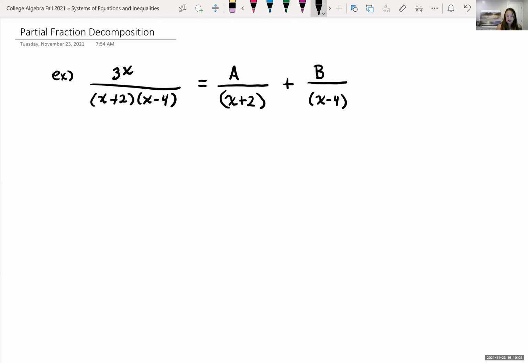Once we've rewritten it like this, we want to clear the fractions. We're going to clear the fractions each time by multiplying through by the denominator that we started with, (x + 2)(x - 4), and that will clear our fractions. Our LCD, we can see, is x + 2 all times x - 4. So I'm going to multiply that on both sides of my equation.